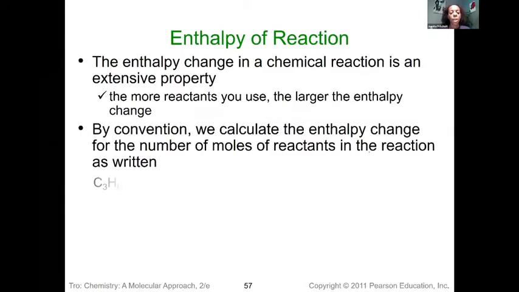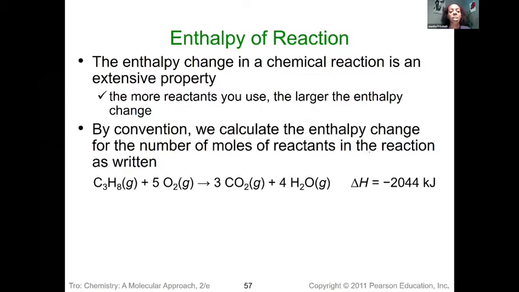Now, the enthalpy change of a chemical reaction is considered to be an extensive property. We learned that word back in chapter 1. So extensive means it's dependent on how much is present. So the more you have of a reactant, the larger the enthalpy change will be, or the less you have of a reactant, the less it will be.